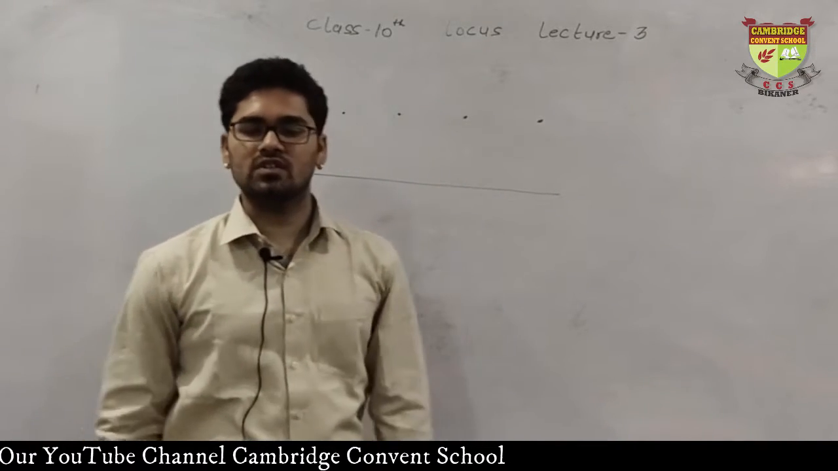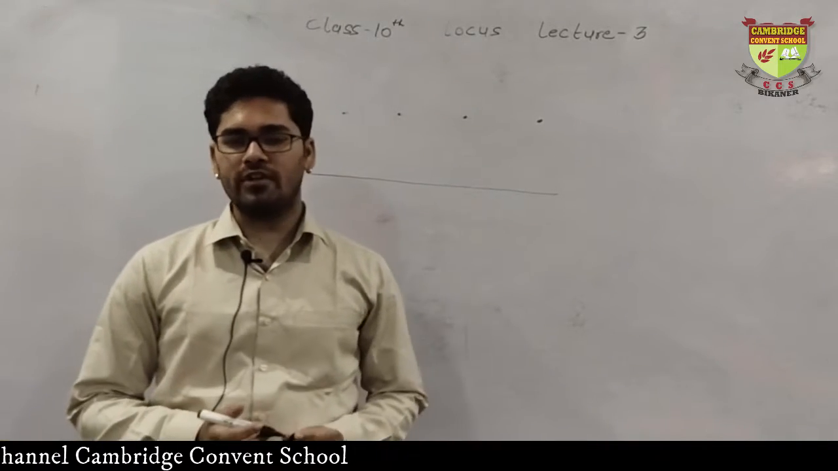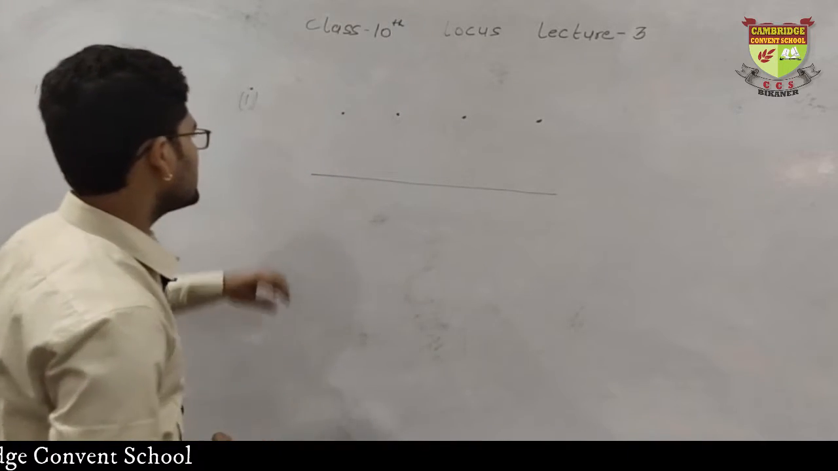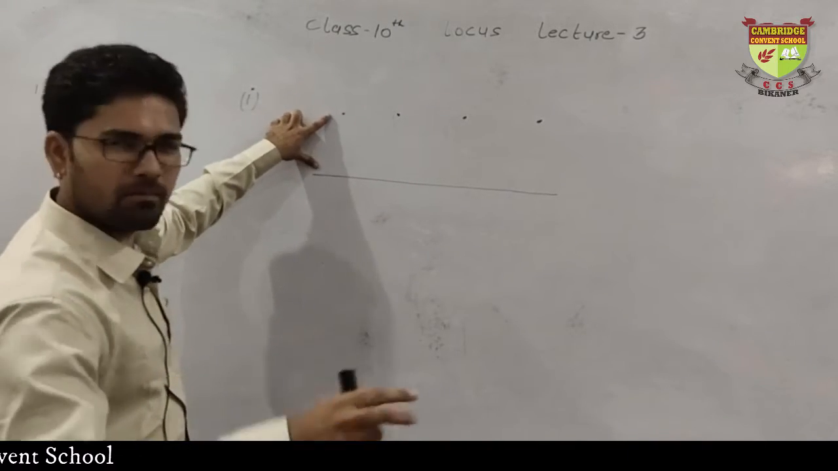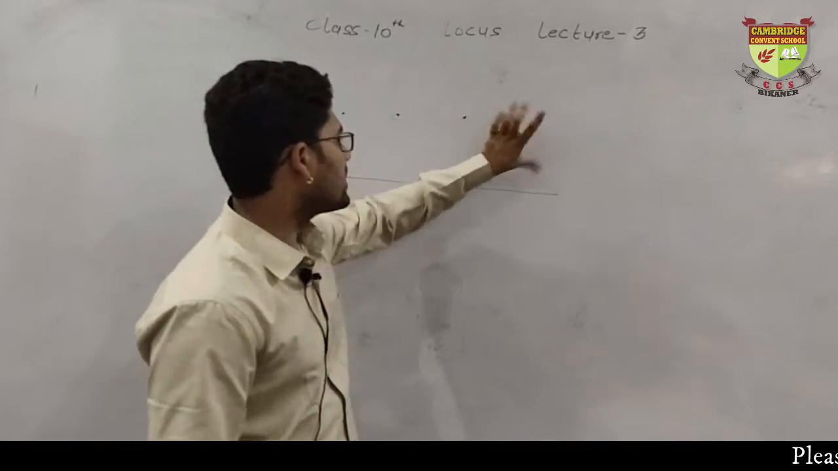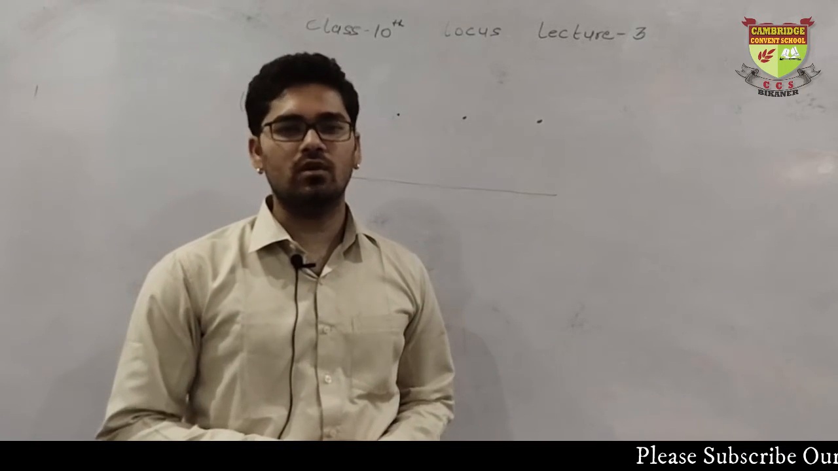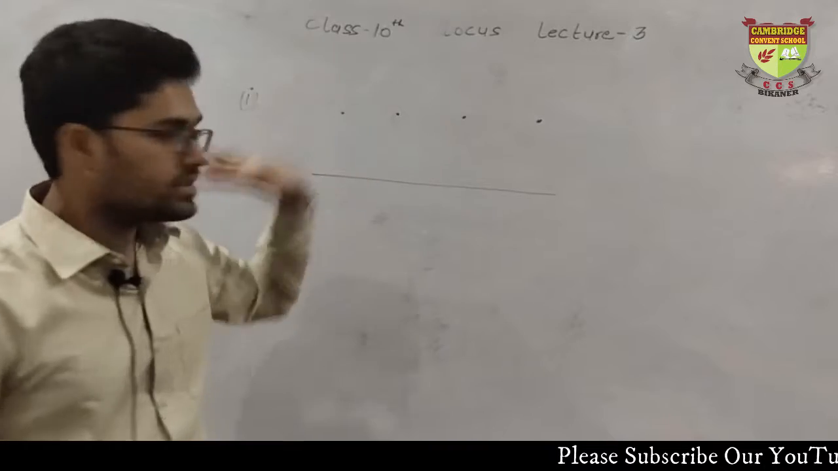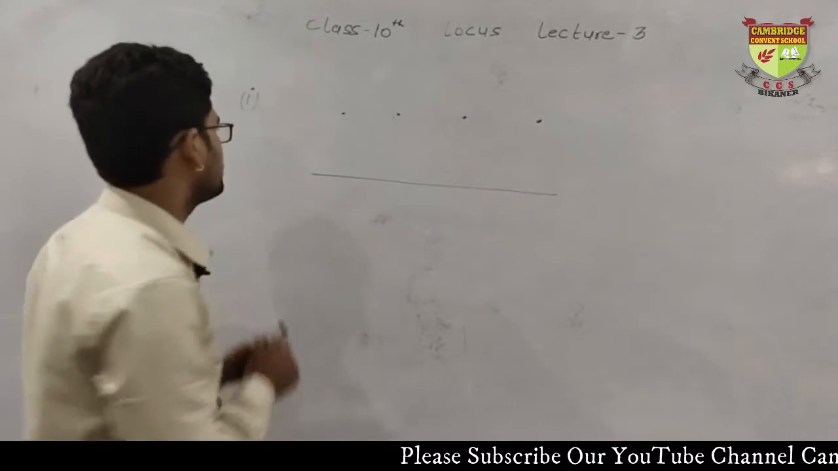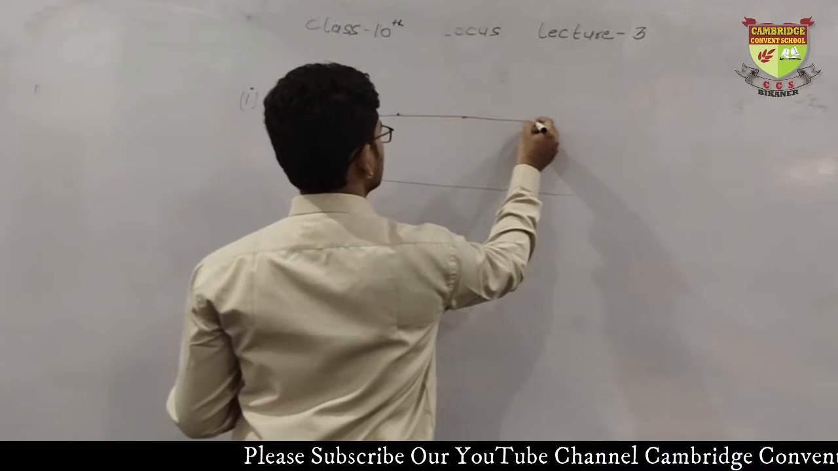Another point I am taking must also be at 5 centimeter distance. This is what the question said: put lots of points, and all those points must be at equal distance from the line. So you can see this is 5 centimeter, 5 centimeter, 5 centimeter and 5 centimeter. Basically it means all the points must be at equal distance from the line. This is what we have done. Now join all the points. I have joined all the points.